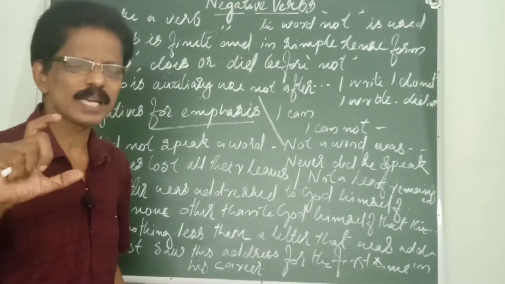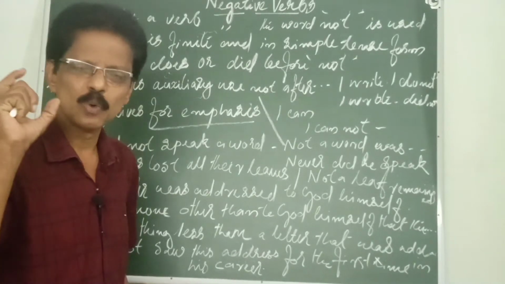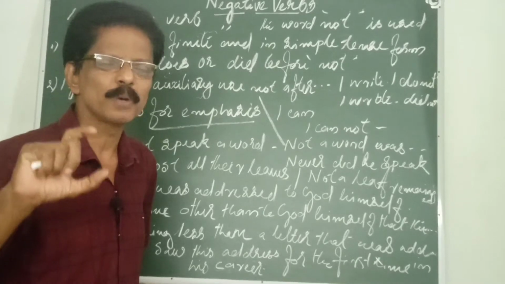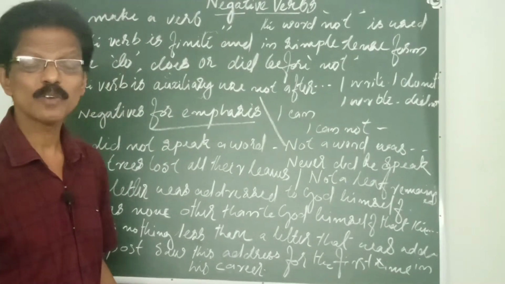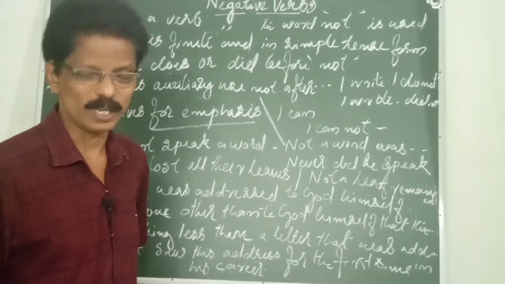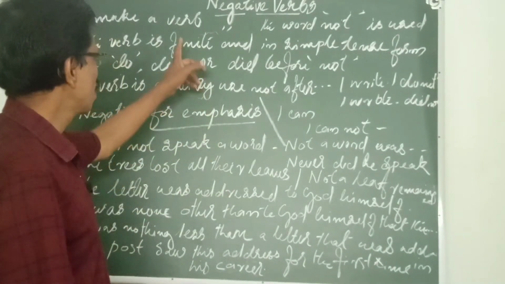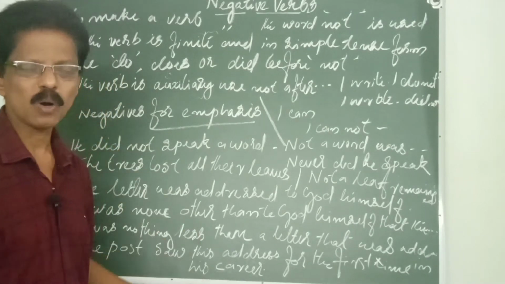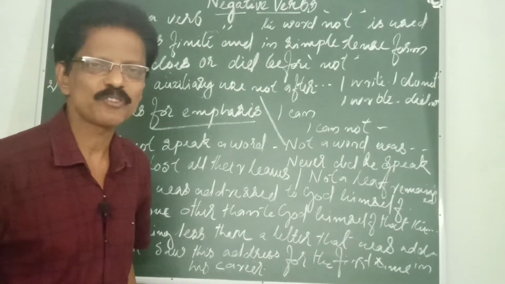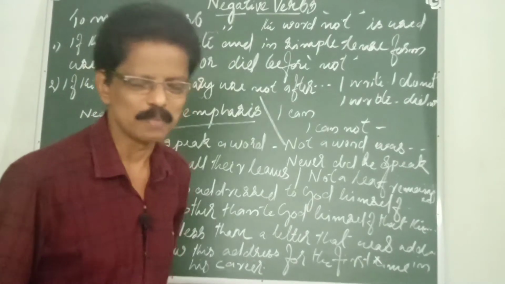This is only basic primary knowledge. That means by using "not", you can make a verb negative. We can change a verb into negative by using "not". If the verb is finite, you have to use do, does or did. If the verb is auxiliary, you have to use "not" after the auxiliary verb.